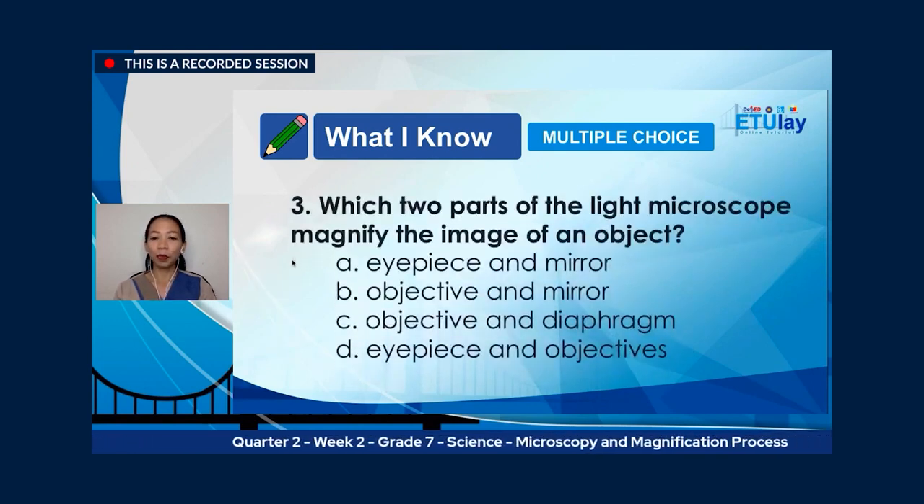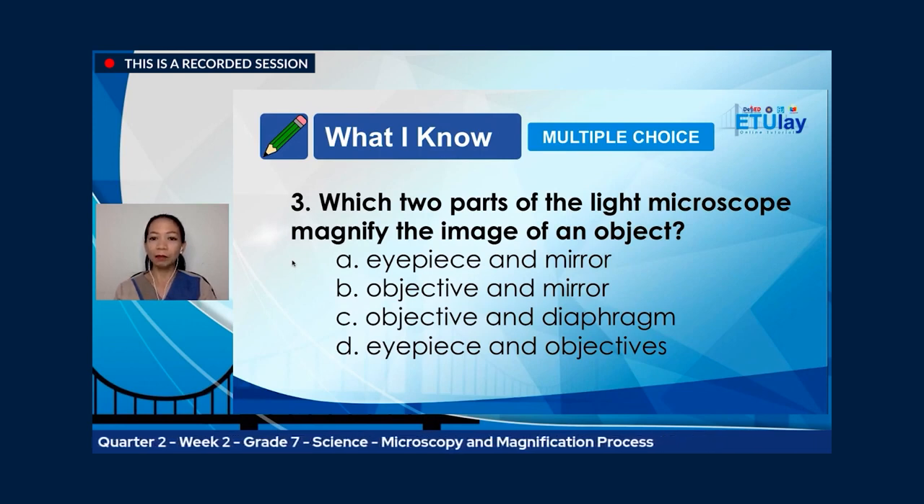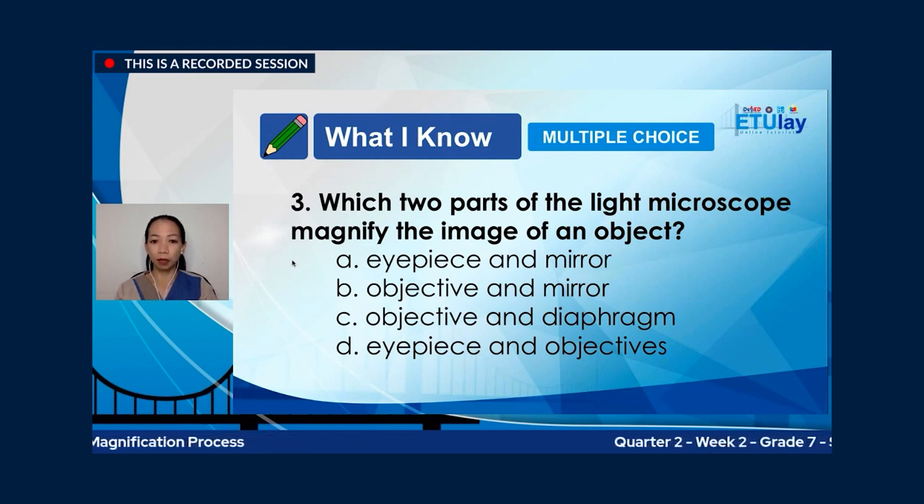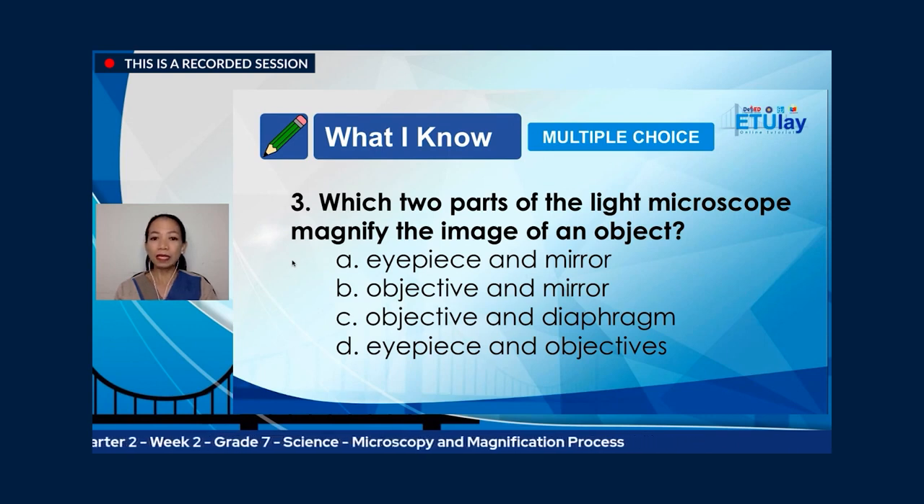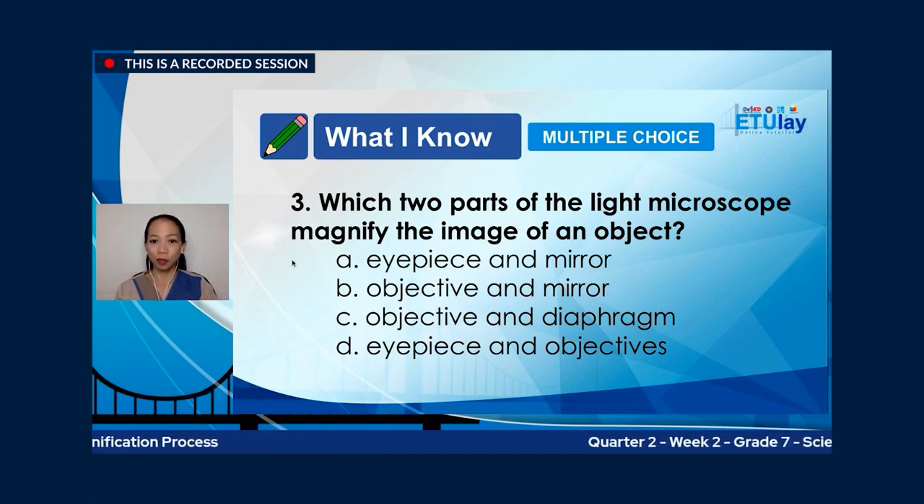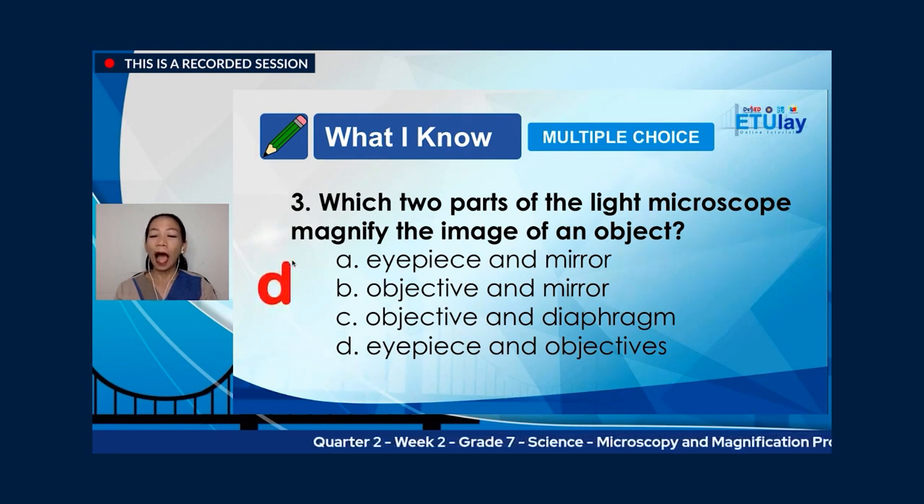Number 3, which two parts of the light microscope magnify the image of an object? A, eyepiece and mirror, B, objective and mirror, C, objective and diaphragm, or D, eyepiece and objectives. Which two parts of the light microscope magnify the image of an object? The correct answer is letter D, eyepiece and objectives.